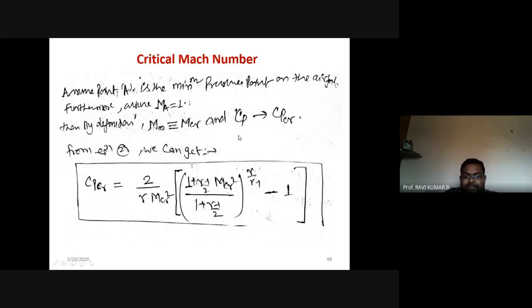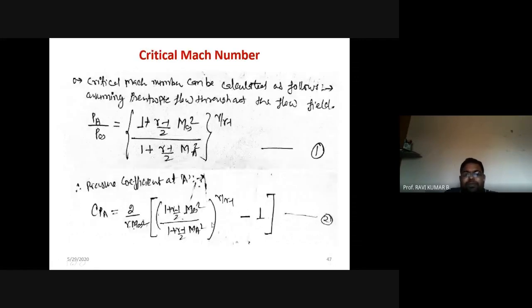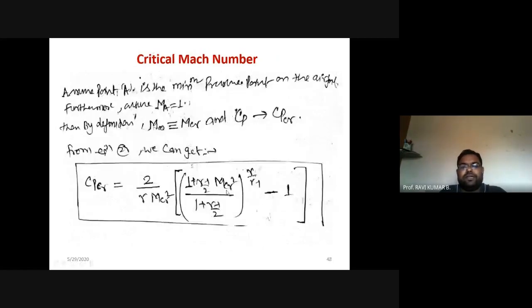So in this equation, if you put M_A equal to 1, the free stream Mach number will become the critical Mach number, right? At which M_A becomes 1. So if I replace M infinity by M_cr, and M_A is equal to 1, I can get this equation, right? And from this equation, I can get the critical Mach number by knowing the Cp value. So Cp becomes Cp critical.